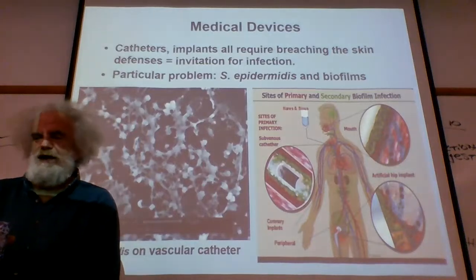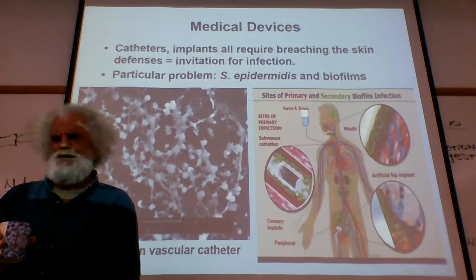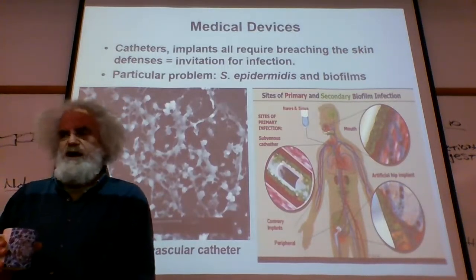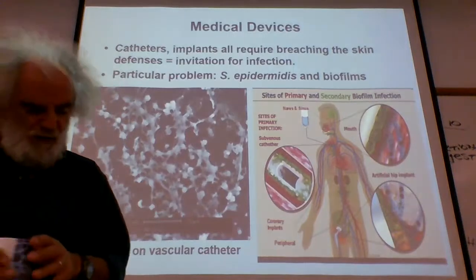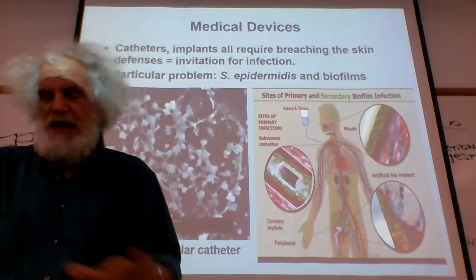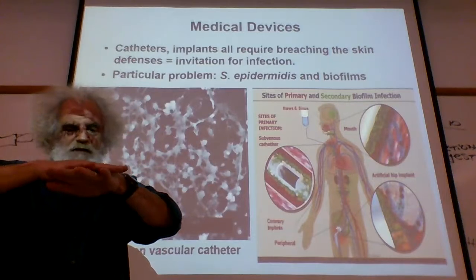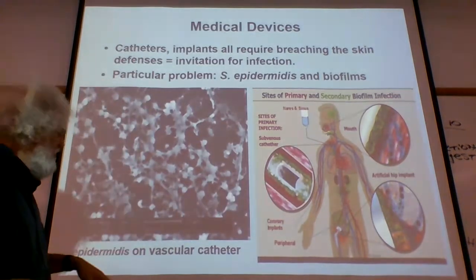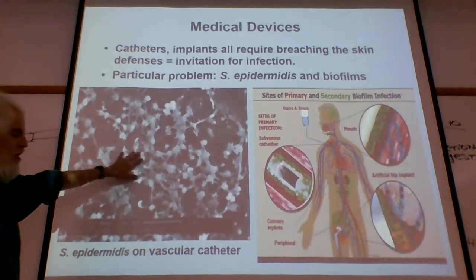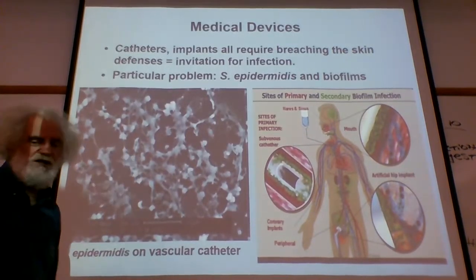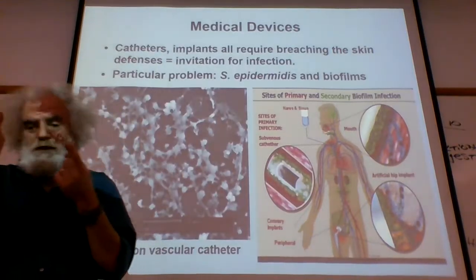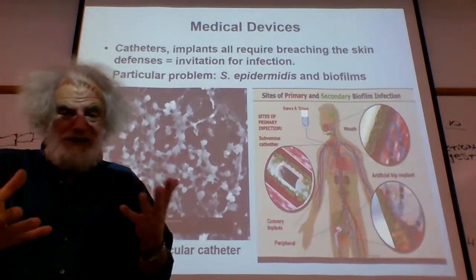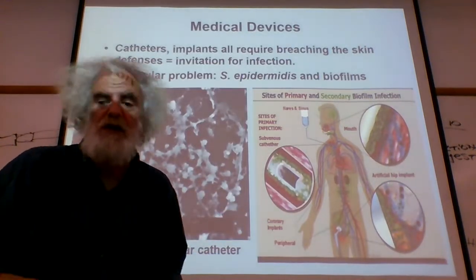Staph epidermidis and Staph aureus are particular problems. Epidermidis can form a biofilm, and remember we talked about the idea of the biofilm is this kind of communicating layer of bacteria. And here's an electron micrograph of looking at staph on a vascular catheter, something that's going to be going into the bloodstream. So it's really critical that you follow scrupulous sanitary procedures when you're starting an IV.